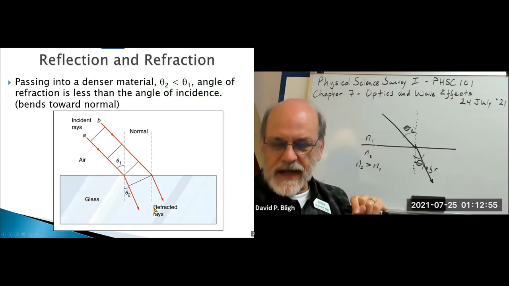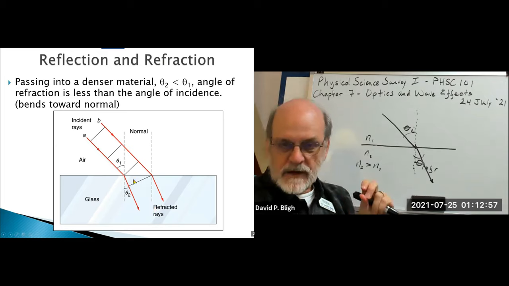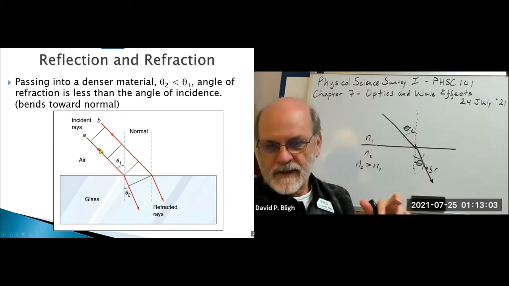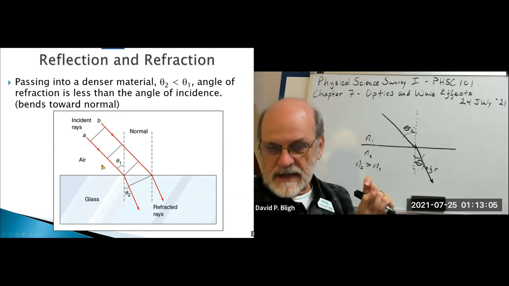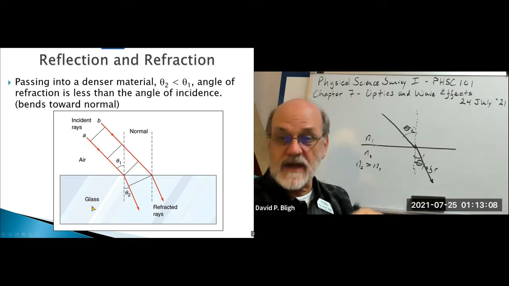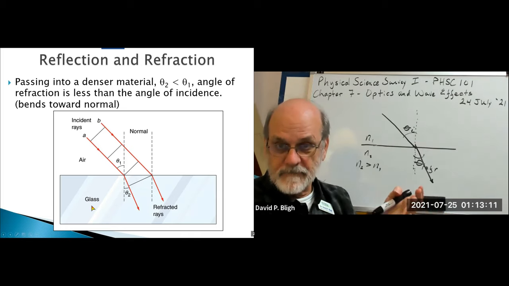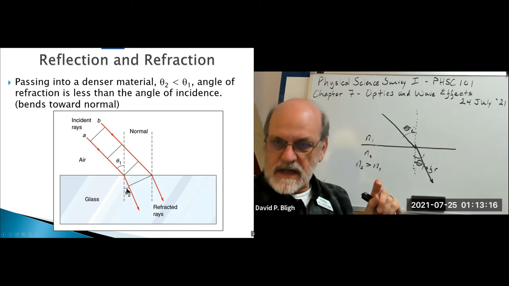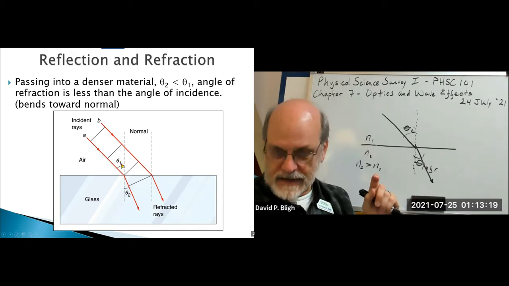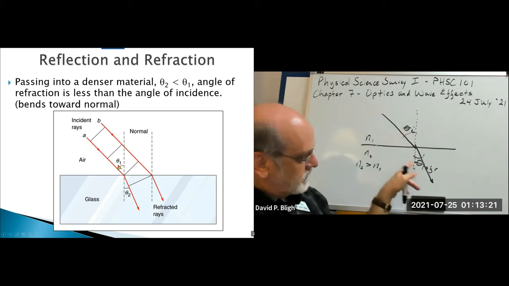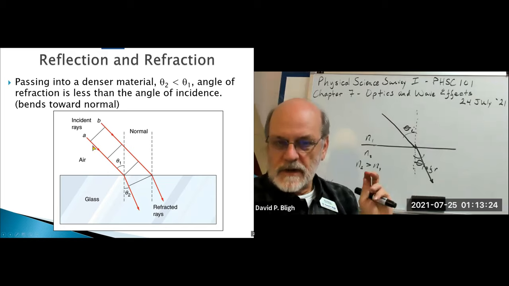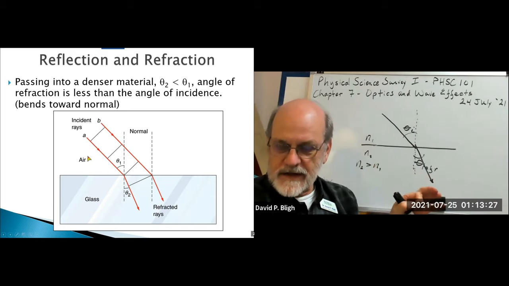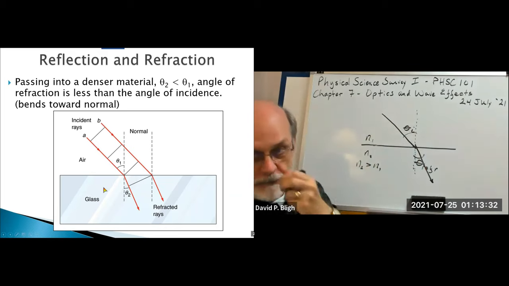All right, so here's another way of looking at it. You have these two rays. We could have a whole bunch of them and make a beam. Wherever they impact, we're going from air to glass, and glass has a higher index of refraction. Then the angle here is smaller than the incident angle. It always happens: when you go from the smaller index medium to the higher index medium, the beam always bends toward the normal.